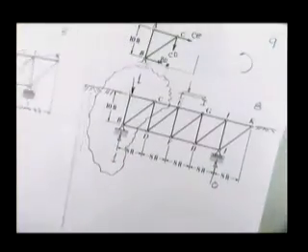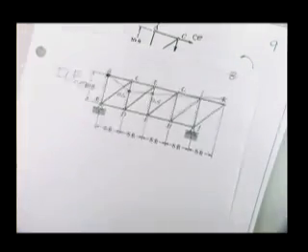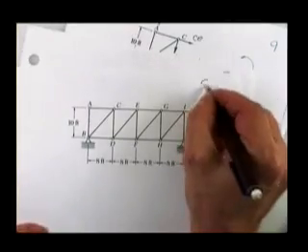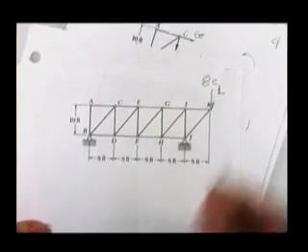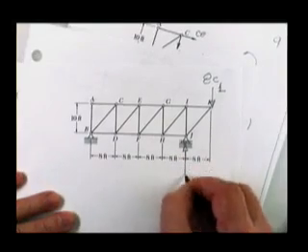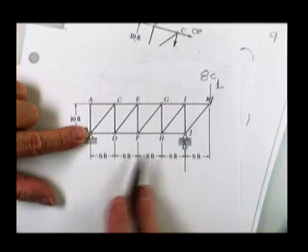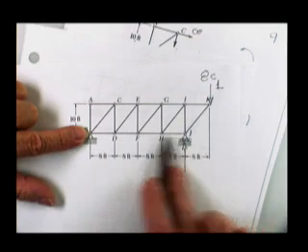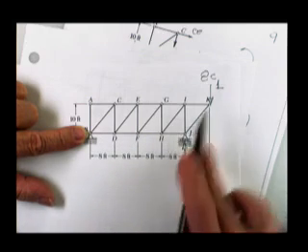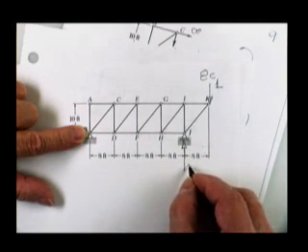8A, 8B. I got 2 page 8s. 8A, 8B. Here we go. 8C. Put the unit load out here, it is 1. That causes a reaction. Sum moments about B. 1 times 1, 2, 3, 4 times 5 panels. Minus this times 4 panels. That must mean this is 5 fourths. So that would be 5 fourths.